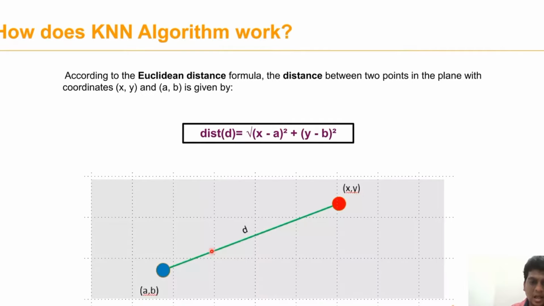The distance is marked as small letter d. This is calculated by x minus a the whole square plus y minus b the whole square. So this is x, this is a. x minus a the whole square plus y minus b the whole square. So this is how a distance between two points is calculated in a plane.